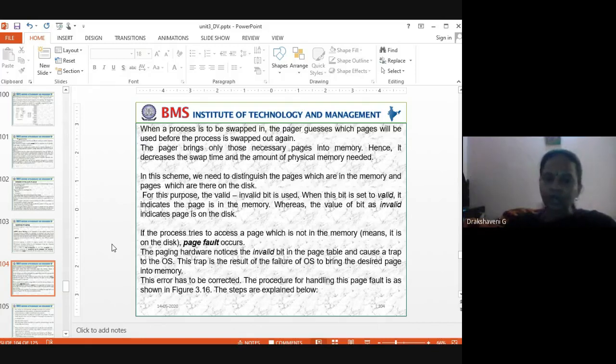If a process tries to access a page which is not in memory, then a page fault occurs. Suppose I have so many people and I keep calling someone who is not there, that person will not respond. Same way here, page fault. The paging hardware notices the invalid bit in the page table and causes a trap to the operating system. This trap is the result of the failure of the operating system to bring a desired page into memory. This error has to be corrected. The procedure for handling this page fault is shown in the figure.